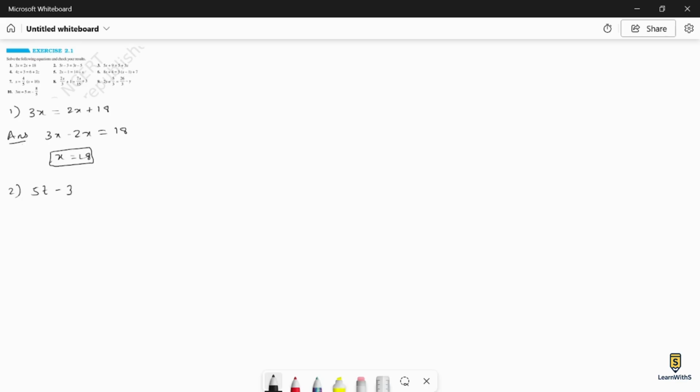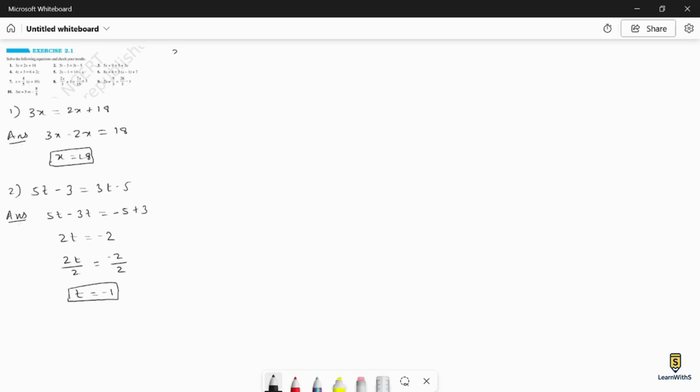5t minus 3 is equal to 3t minus 5. Here also, it's the same thing. Variables to one side and constants to the other. 5t minus 3t is equal to minus 5 plus 3. 2t is equal to minus 2. Here, we have to remember that we have to divide by 2 on both the sides and simplify. So 2t by 2 is equal to minus 2 by 2. So t will be equal to minus 1.